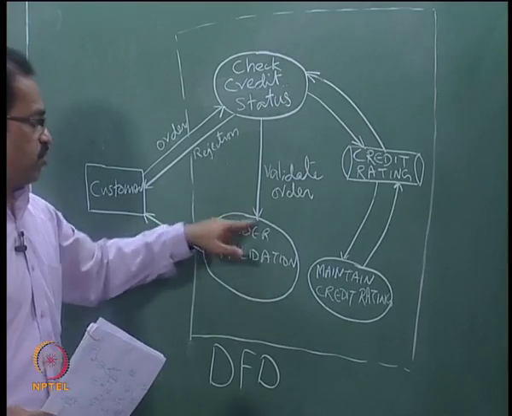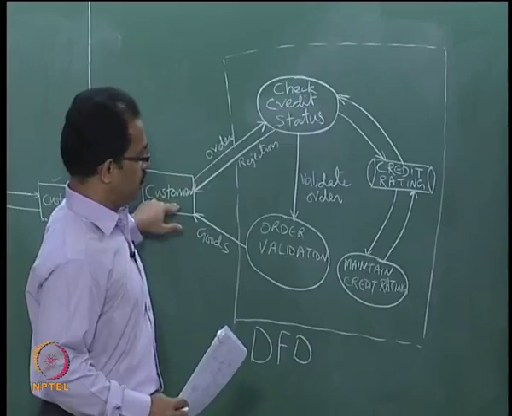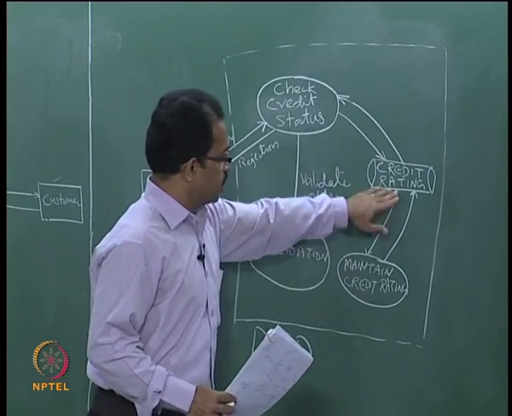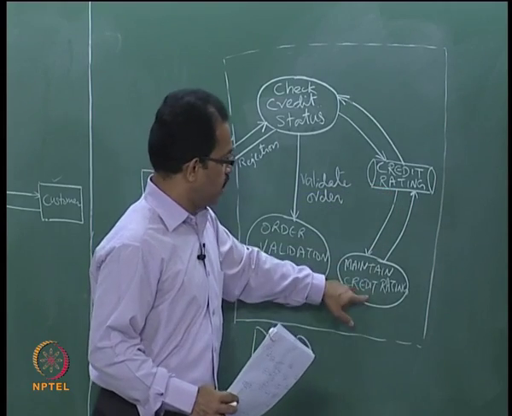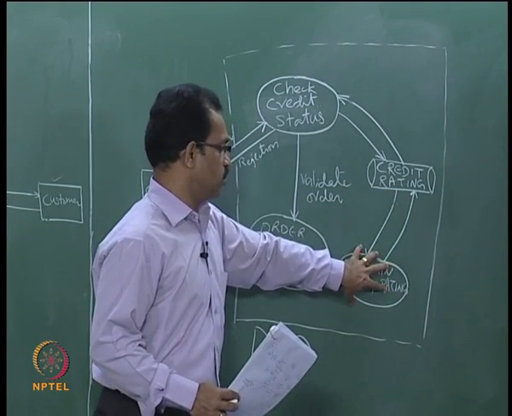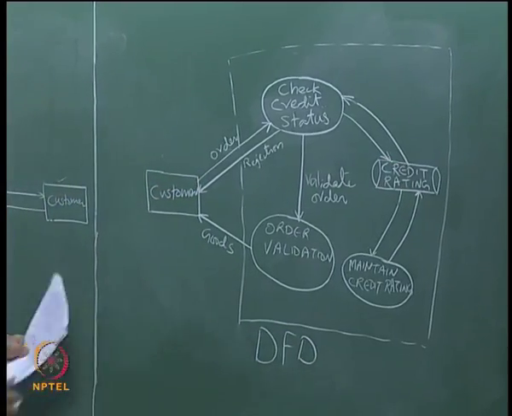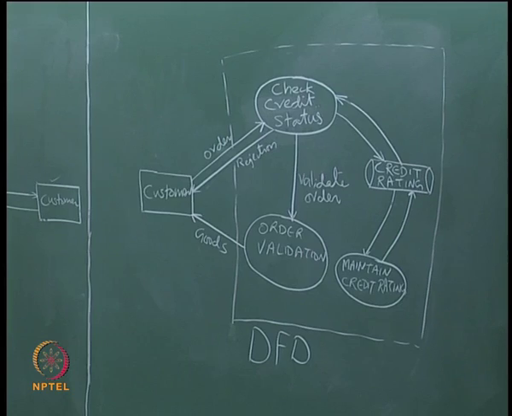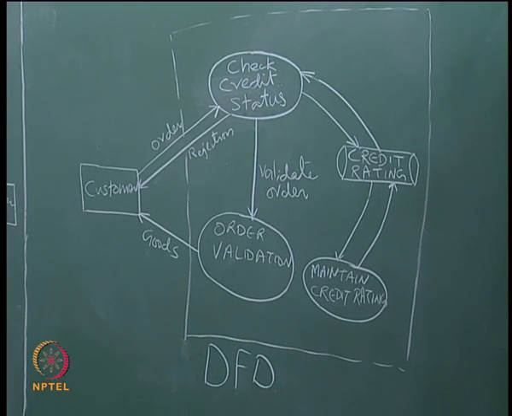That order validation function will do that process, and then once it is validated then the goods will be delivered, and at the same time the credit rating will be updated based on the information provided to the database, and this maintenance of the credit rating will be done based on the information it gets from the credit rating database. So this is the way how the data flow diagram is created for a particular transaction. So like this you can have various transactions and various processes easily modeled using the data flow diagram.